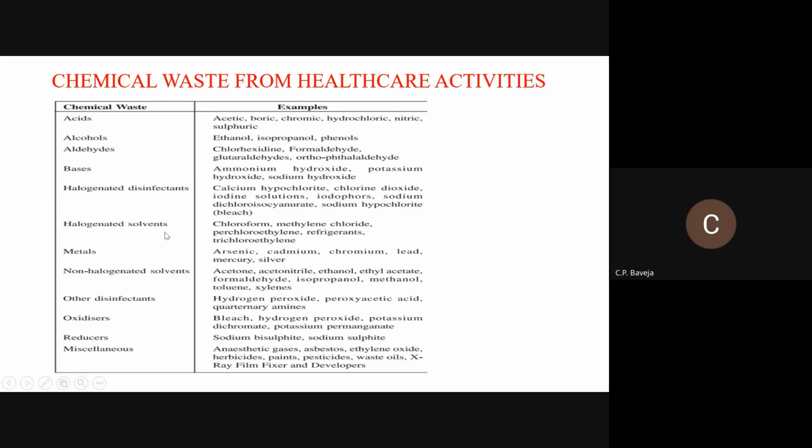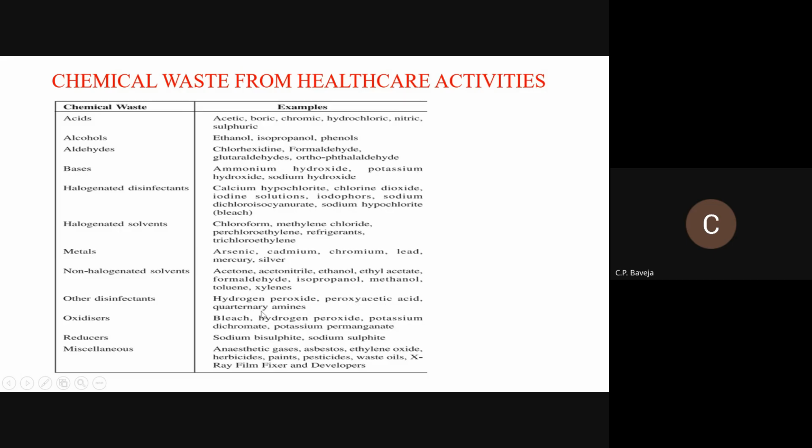Then halogenated solvents like chloroform, used in the OTs. Then methylene chloride, perchloroethylene, refrigerants, trichloroethylene. Then metals like arsenic, cadmium, chromium, lead, mercury, silver. Non-halogenated solvents: acetone, ethanol, ethyl acetate, formaldehyde, isopropanol, methanol, toluene, xylene. Then other disinfectants like hydrogen peroxide.